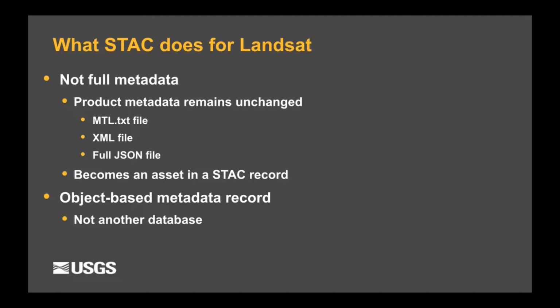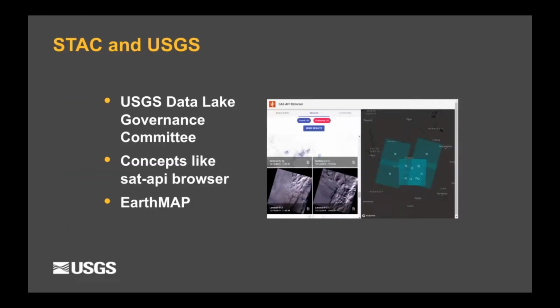So one other thing is we've been talking within USGS about the standards of STAC and COG, for example, and our Data Lake Governance Committee is discussing things like, do we use STAC for all of the USGS data sets that we're going to be putting out? Concepts like the STAC API browser that you're seeing on the right side give us that capability to look at other data sources together with Landsat. In this case, what you're seeing is Sentinel and Landsat together.